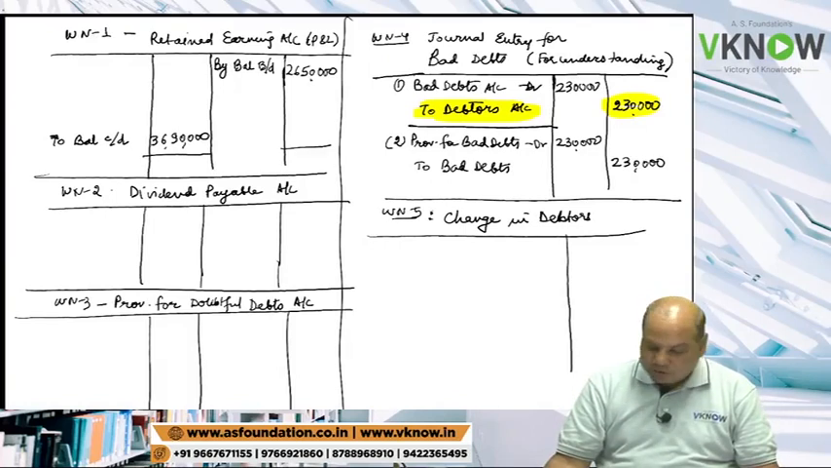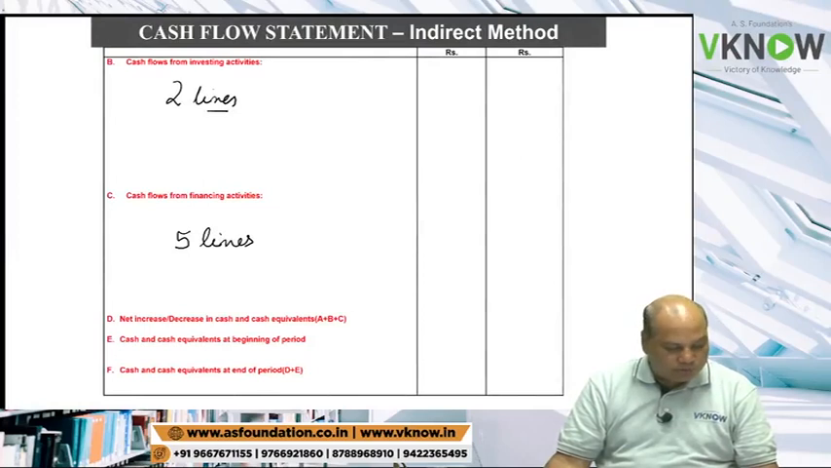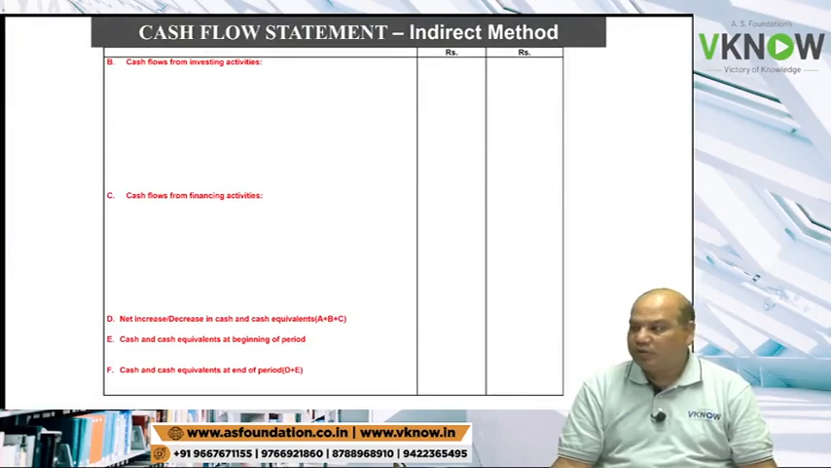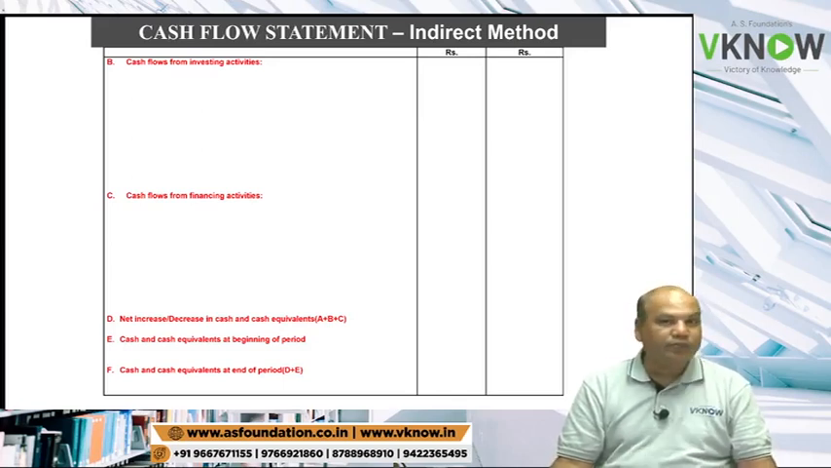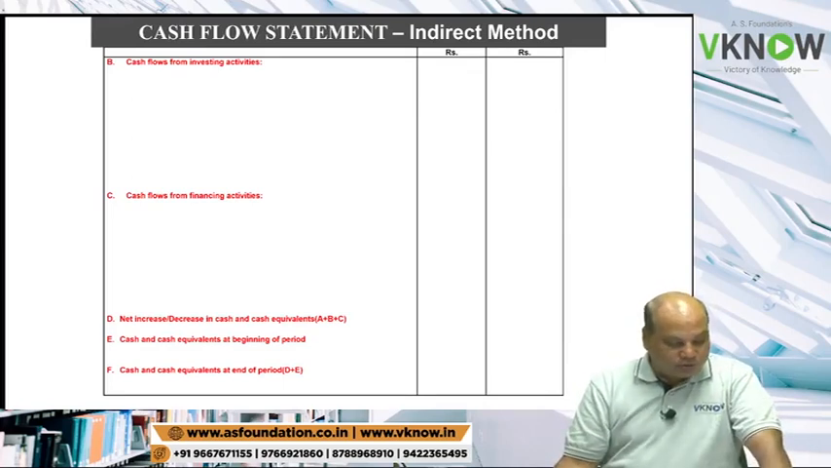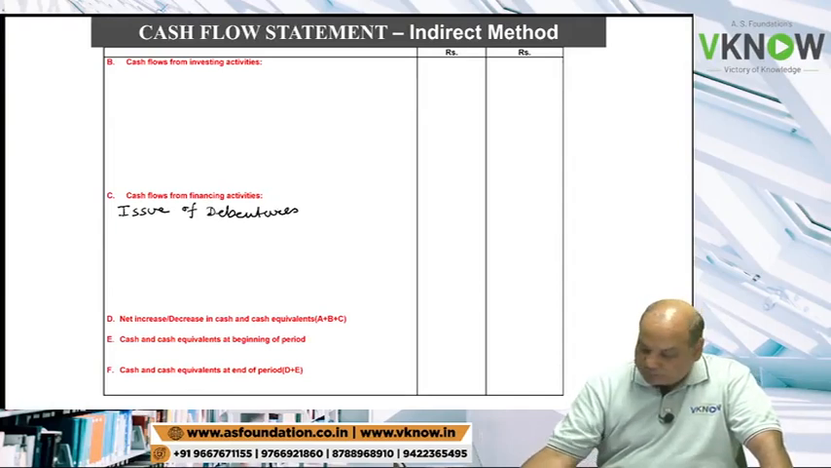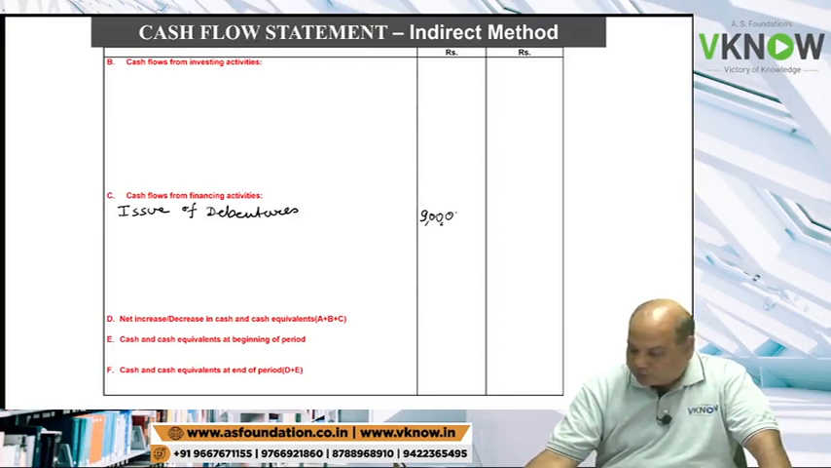Then we have debentures. Opening balance is 0, closing balance is 9 lakh. Which activity? Debenture issued will come in which activity? Operating, investing or financing? So you will say it will come in financing activity. Issue of debentures, positive number 9 lakh because it is cash inflow.